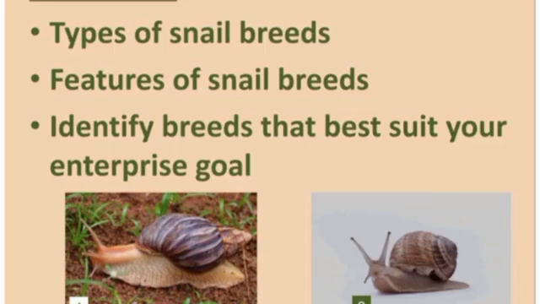In this lesson, we have been able to differentiate the types of snail breeds, that is Achatina and Achatina marginata. We have been able to identify the features of these breeds of snails, how to identify Achatina marginata, and how to identify Achatina. And we have successfully been able to compare Achatina to Achatina marginata to know which one best suits your enterprise goal.